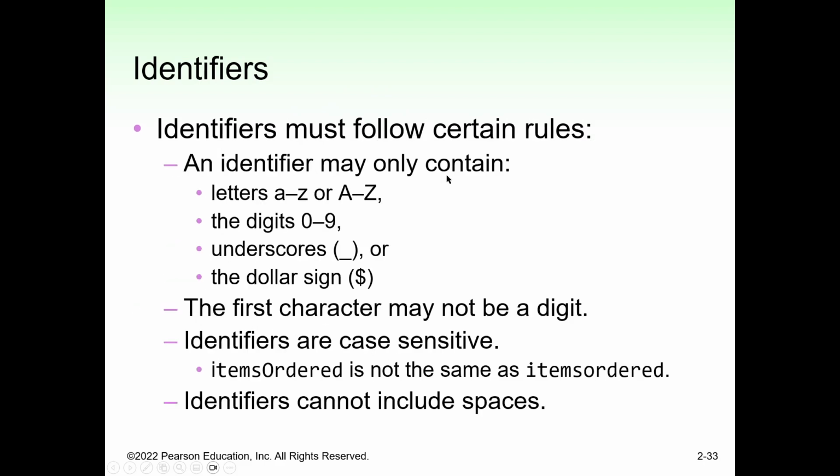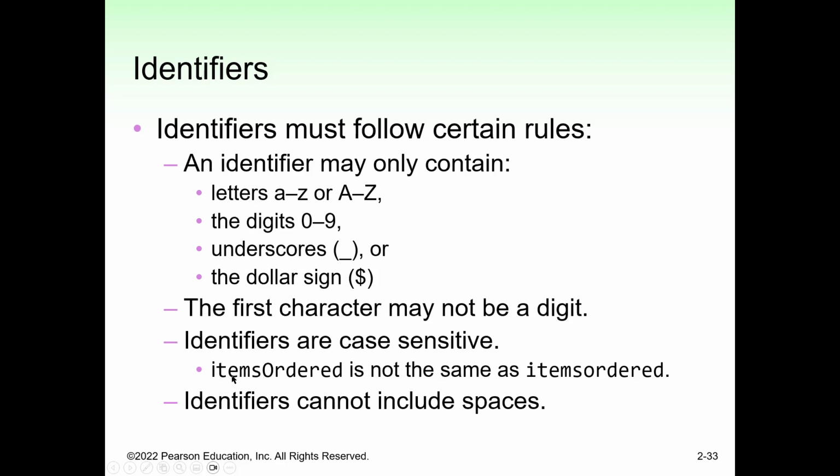Your identifier can only contain letters from lowercase a to z or capital A to Z, then the digits 0 through 9, an underscore, or a $ sign. These are the only things that are allowed. Now, more rules. The first character cannot be a digit. You cannot use a digit to be the first character of your identifier. Now, your identifiers are very case sensitive, so you have to be mindful of that.